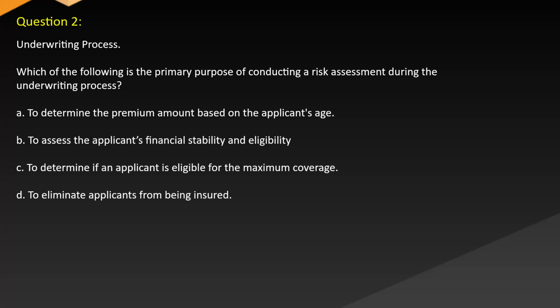Question 2. Underwriting process. Which of the following is the primary purpose of conducting a risk assessment during the underwriting process? A. To determine the premium amount based on the applicant's age. B. To assess the applicant's financial stability and eligibility. C. To determine if an applicant is eligible for the maximum coverage. D. To eliminate applicants from being insured.